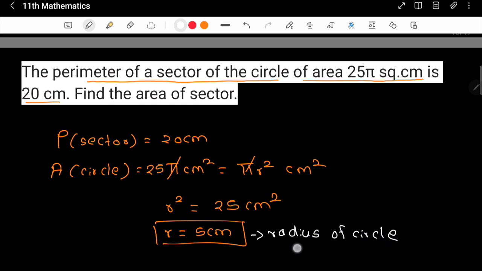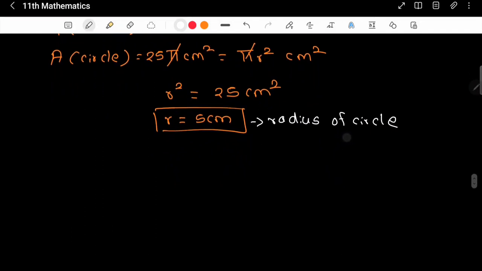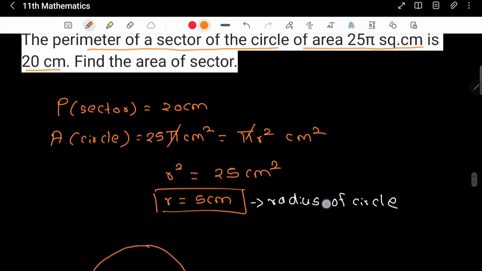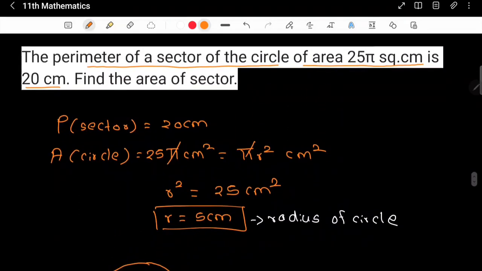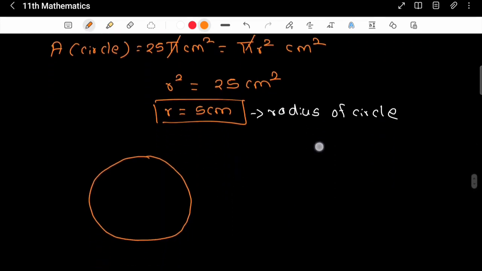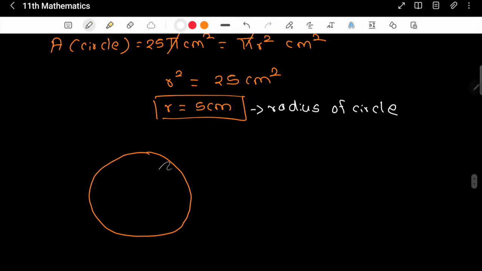Now, have a look at the diagram. It is very important. This is the circle. Nothing is mentioned about the angle that the arc subtends at the center. It is just given that there is a sector like this. This is the center O, this is radius r, this is radius r, and this is the length s of the arc.